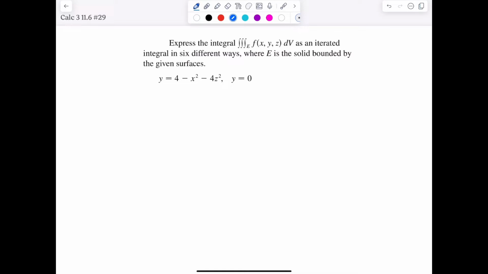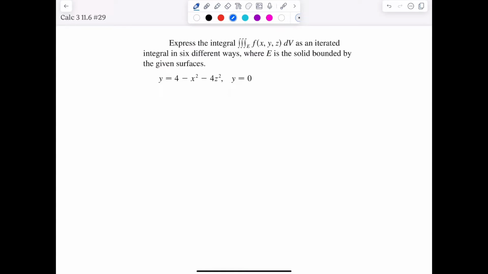In this video, we're going to solve the following problem. It says express the triple integral over E of f dV as an iterated integral in 6 different ways, where E is the solid bounded by the given surfaces: y equals 4 minus x squared minus 4z squared, and y equals 0.